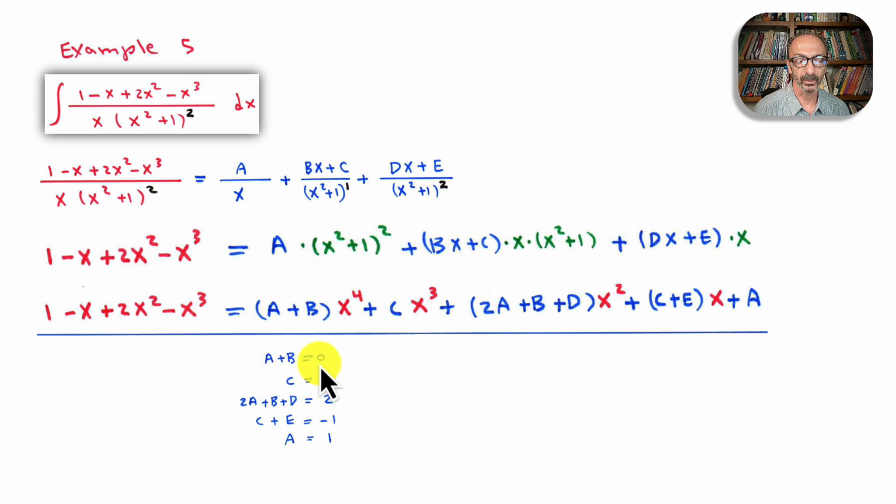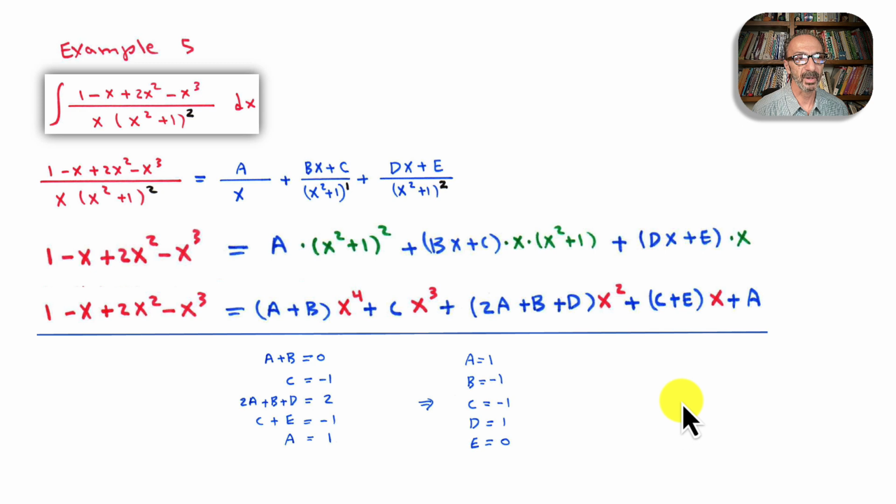A plus b equals 0. It has to be 0. C equals -1. And this part right here should equal 2. And c plus e should equal -1. And a should equal 1. Simplifying, if you know c, you know e, and if you know a, you know b. After that, you will have a and b and go after d. We have a equals 1, b equals -1, c equals -1, d equals 1, and e equals 0.